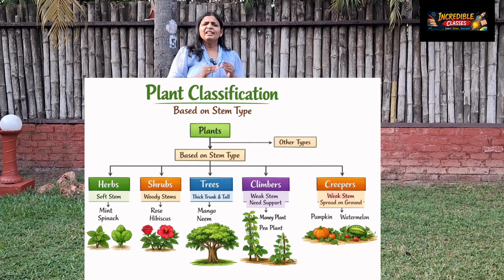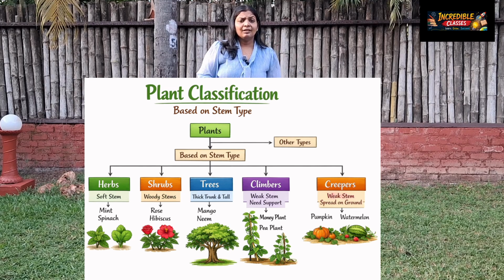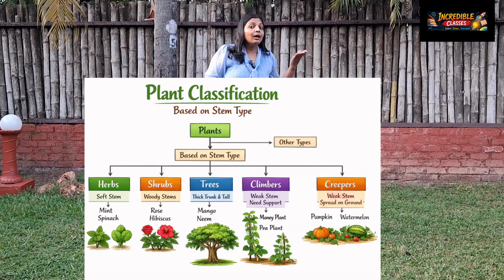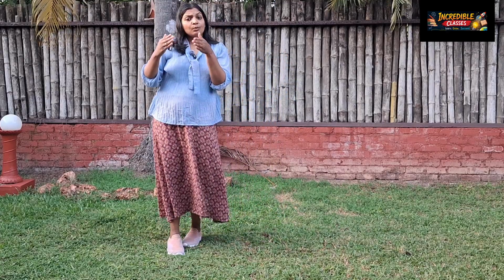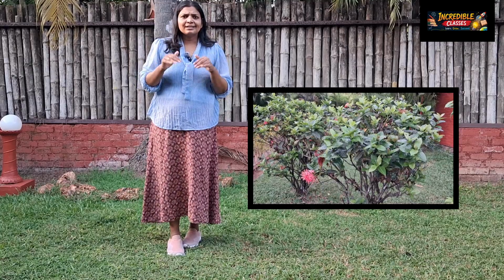Some plants have a very weak stem, most probably green in color. Such plants can be categorized as herbs. Second are those kinds of plants whose stems are weak, though, but most probably brown in color and have a bushy appearance. In the previous class, the plant number 1 and 2 that you observed come under this category, shrubs.